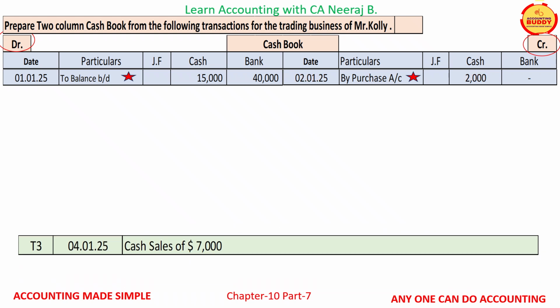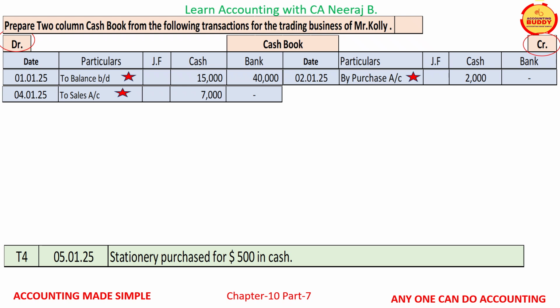Transaction T3 is on 4th of January 25. The business did a cash sale of $7,000. Since in this transaction cash is received by the business, it will be recorded in the cash column on the left hand debit side of the cash book with $7,000 on 4th of January 25 by writing the words "to sales account".